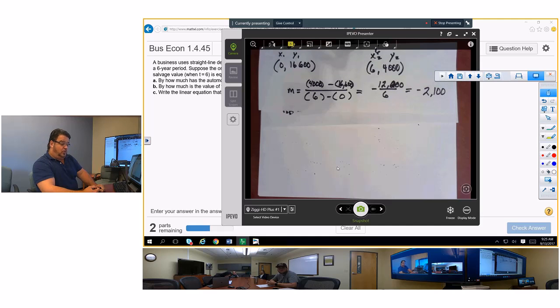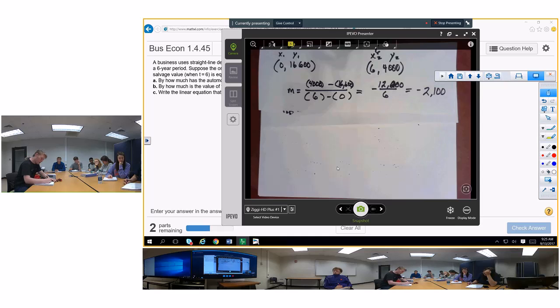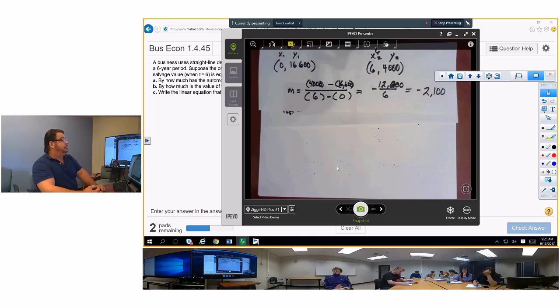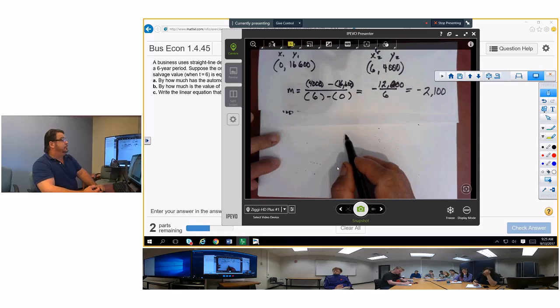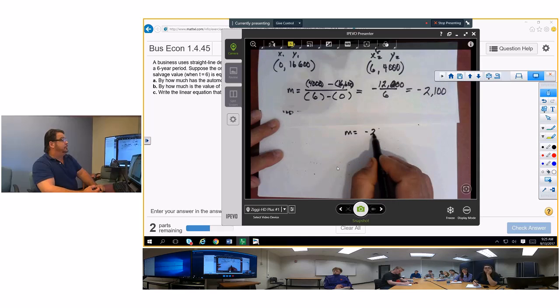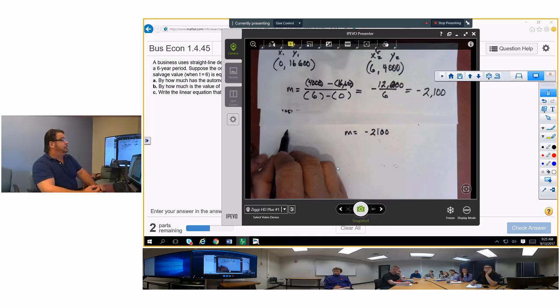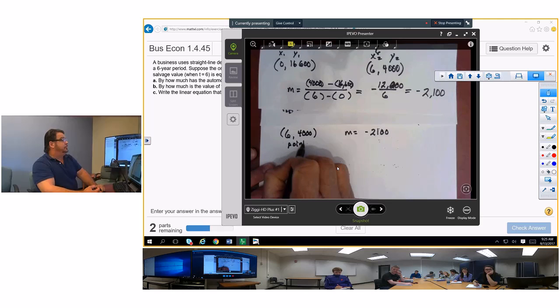What'd you say? Would you just put 2,100x, since negative 2,100 is the slope? Yes, that's the slope. So you have a slope. The slope is equal to what? Negative 2,100. Pick a point. Which point do you think I'm going to pick? Doesn't really matter. I'm going to pick 6 and 4,000.